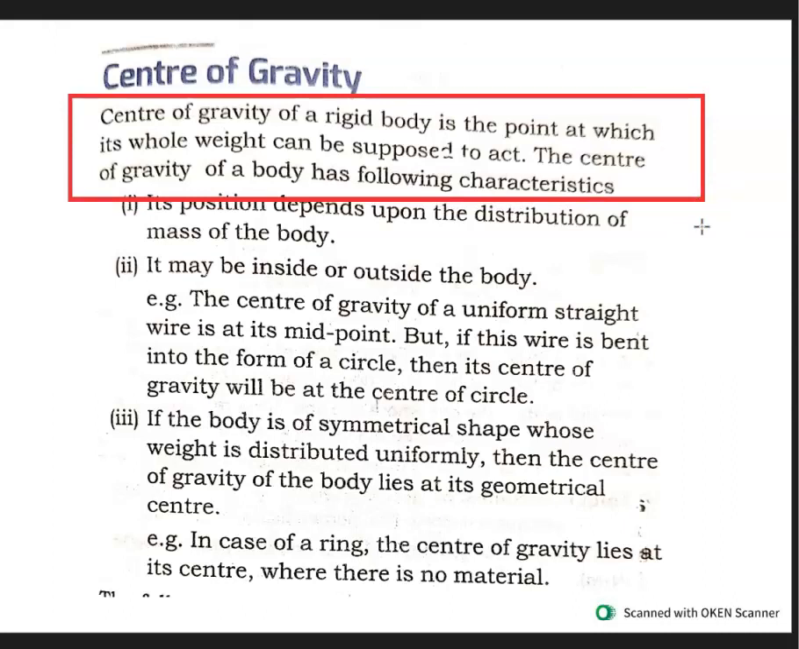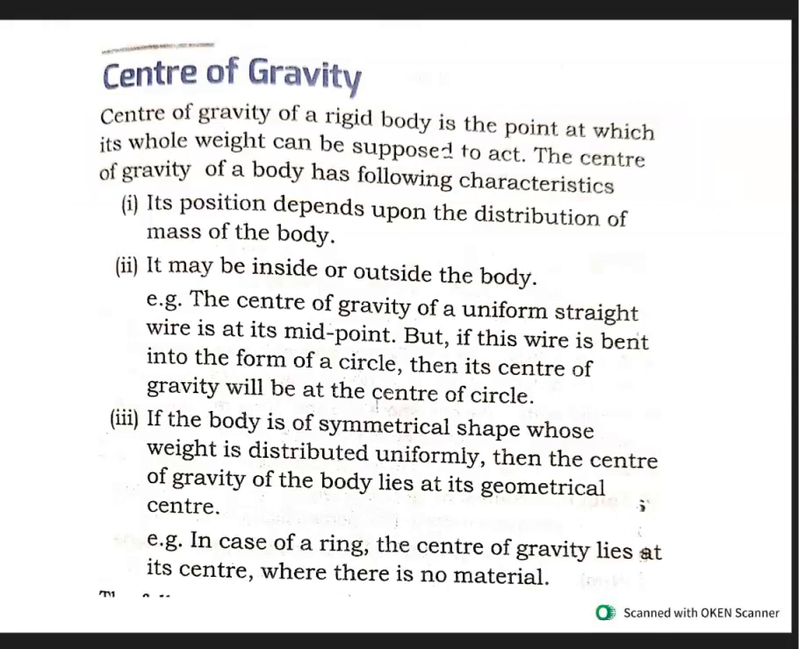Now, the position of the center of gravity of any object depends upon three things. It depends upon three factors. Number one, the position of center of gravity depends upon the distribution of the mass of the object. That means whether the object is top heavy, whether the object is bottom heavy, whether the object is heavier on the left hand side or on the right hand side. So the distribution of mass plays an important part in determining the center of gravity of the object. Number two, the center of gravity may be inside or outside the body.